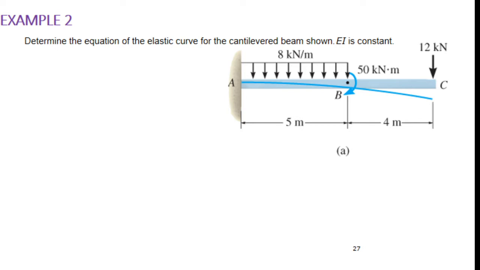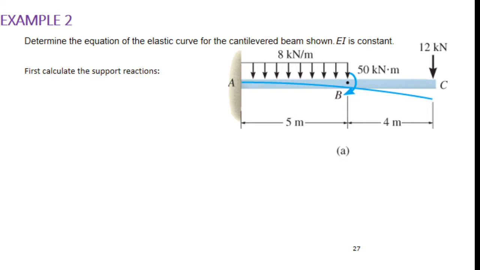Then one couple is there, 50 kilonewton meter, and one point load at the free end of the member, 12 kilonewton. The span of the beam is 9 meter. First of all, we have to calculate the reaction of the beam.